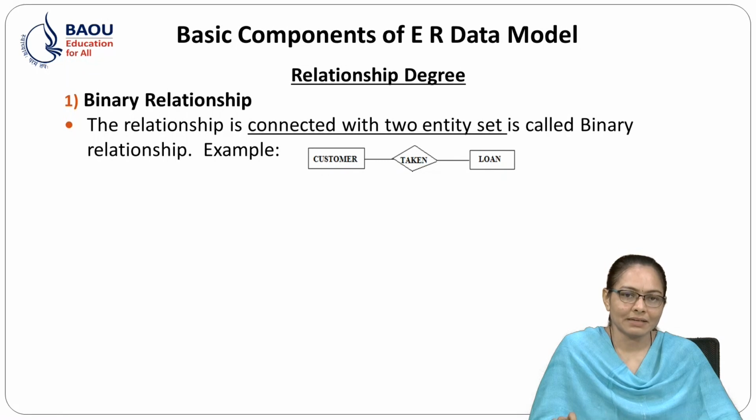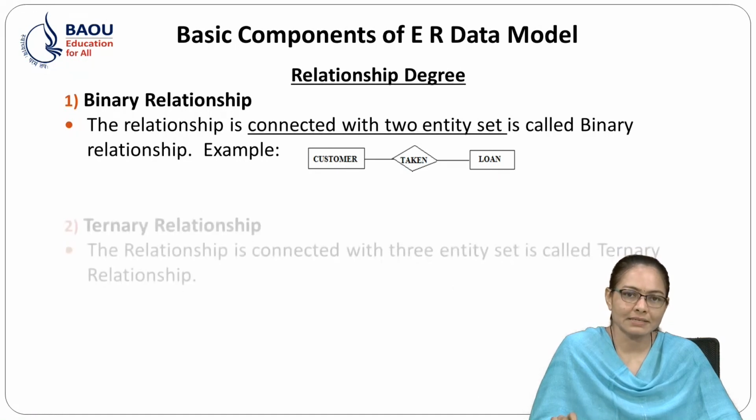What is binary relationship? A binary relationship means the relationship is connected with two entity sets. For example, the customer entity set is connected with the loan entity set. Here two entity sets are connected with the taken relationship, which is called a binary relationship. Thus, two different entities participating in a single relationship is called a binary relationship.